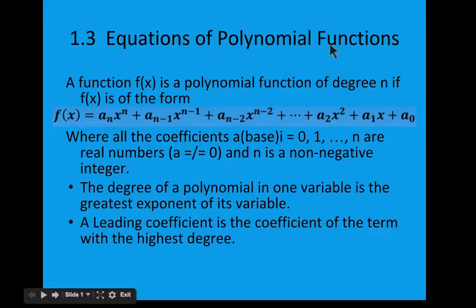Here are some equations about polynomial functions. A function f(x) is a polynomial function of degree n if f(x) is of the form as below, where all the coefficients a_i, equal to either 0, 1, or any number, are real numbers, a_n does not equal 0, and n is a non-negative integer. The degree of a polynomial in one variable is the greatest exponent of its variable. A leading coefficient is the coefficient of the term with the highest degree.